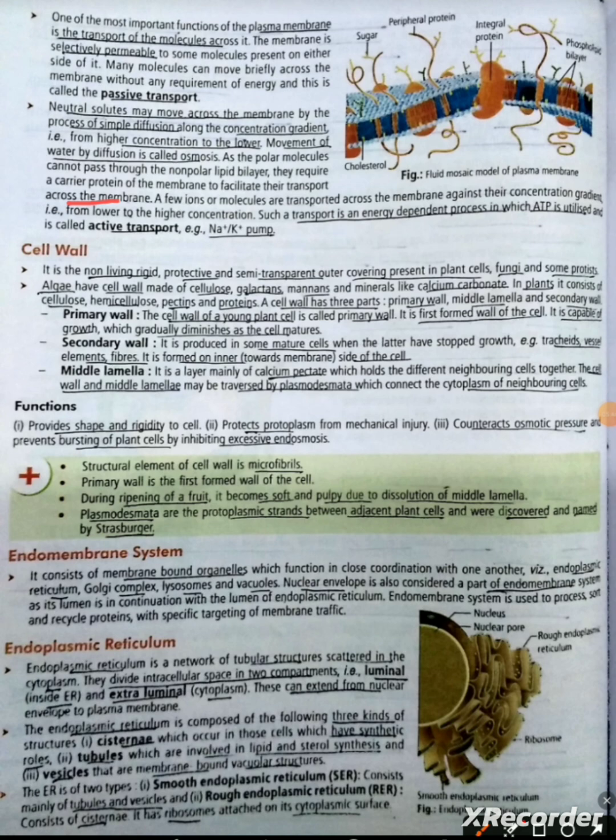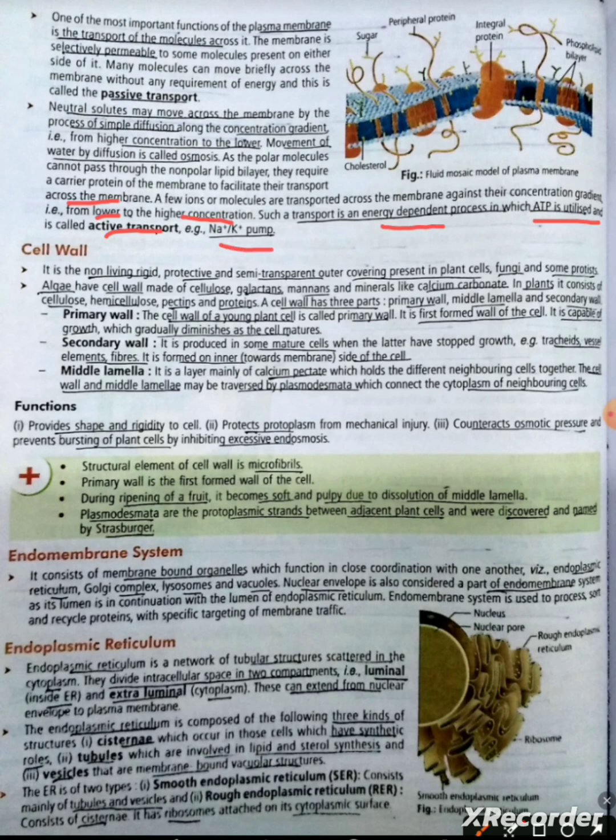across the membrane. A few ions or molecules are transported across the membrane against their concentration gradient, that is, from lower to higher concentration. Such a transport is an energy-dependent process in which ATP is utilized and is called active transport. Example: sodium-potassium pump.